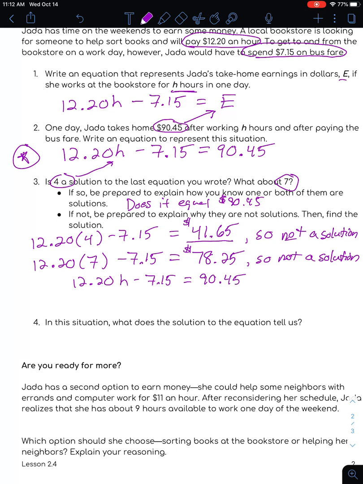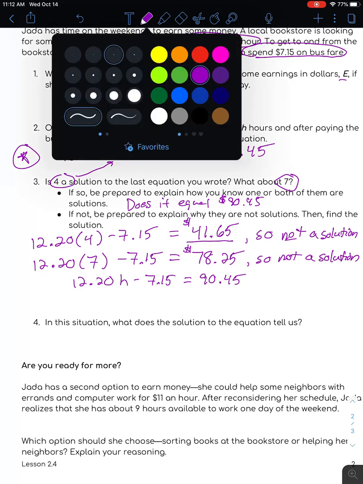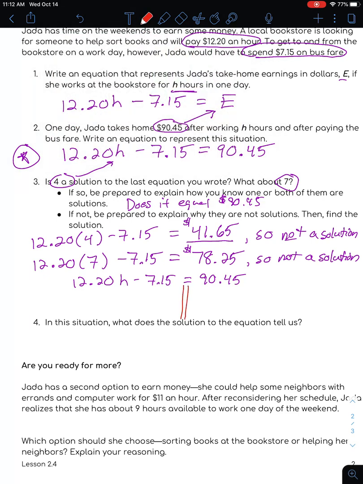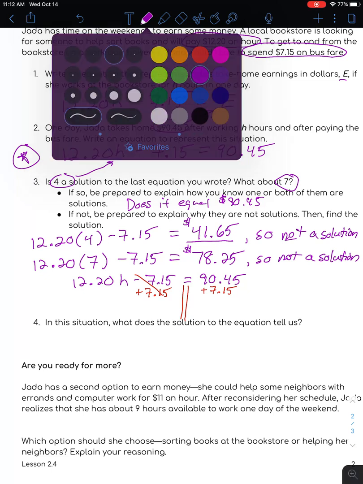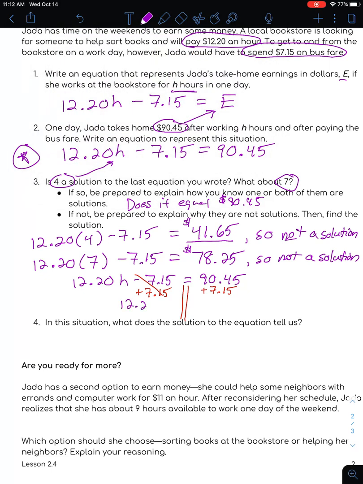So we want to know the number of hours that gives us $90.45. So here's where we're going to go through our solving steps again. So first step is to undo any subtracting or adding by doing the inverse. So we're going to add $7.15 to both sides to undo the subtracting. So that gives us $12.20 times the number of hours equals $97.60 if we add that.